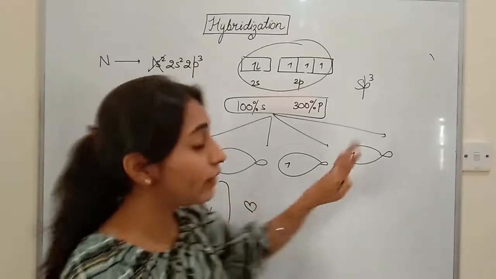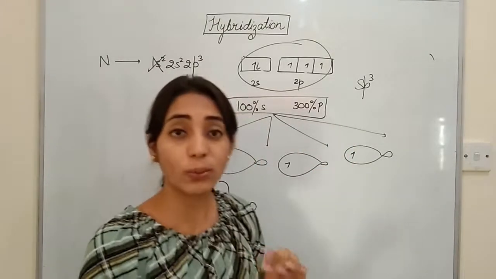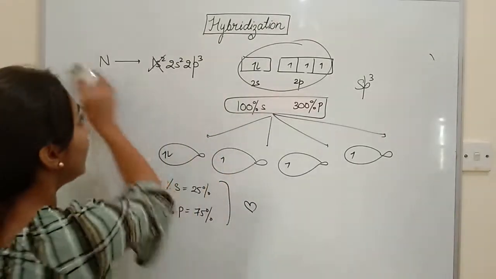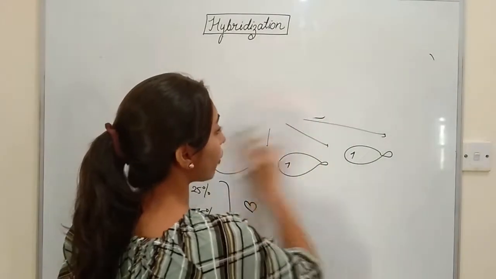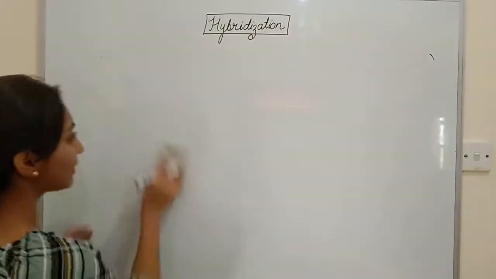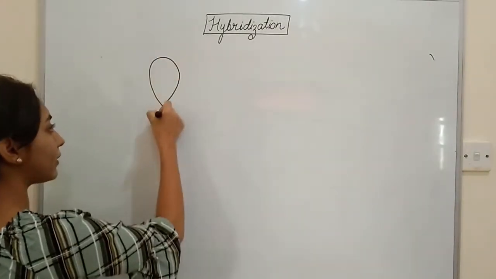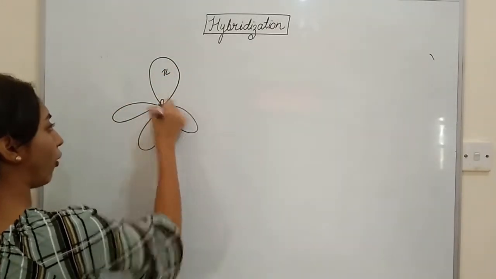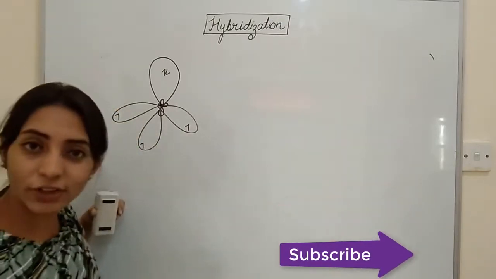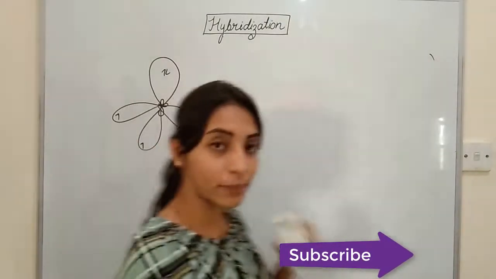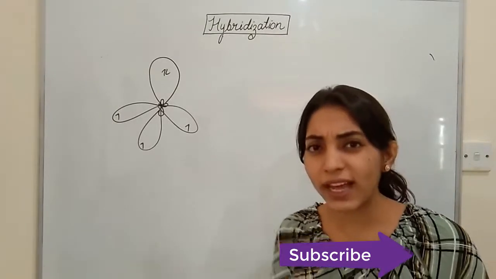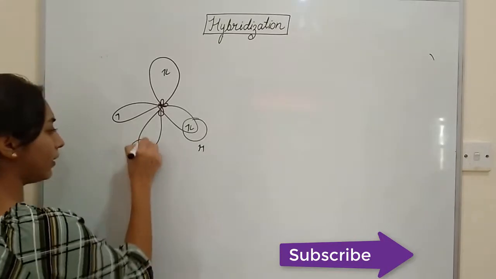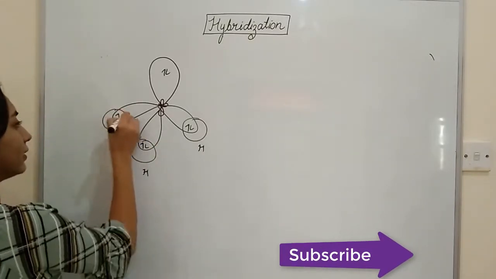Now I have to arrange these 4 orbitals in such a way that they are maximum away from each other. You remember, right? Last video I told you how 4 orbitals could be arranged. We discussed that the 4 orbitals could be arranged in the form of a tetrahedral, right? But be careful now. How many hydrogens do we have? 3. So let us call all the 3 hydrogens. They are coming and they are forming bonds.